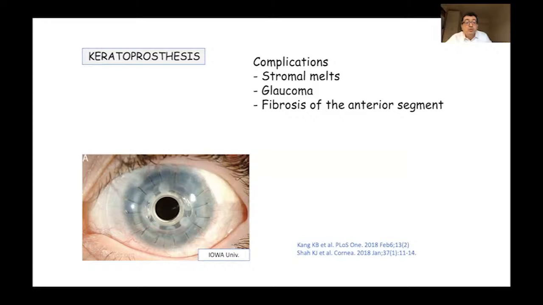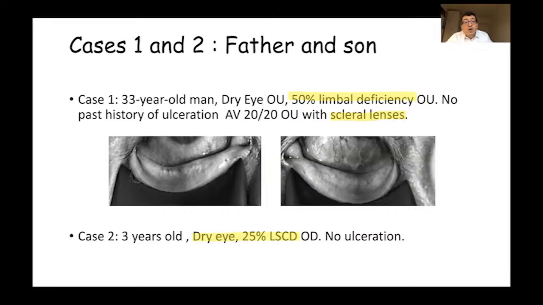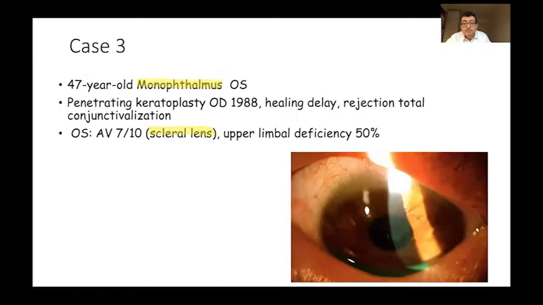I wanted to show you some clinical cases, going from mild cases to the more severe, older cases. Father and son: a 33-year-old male with bilateral stem cell deficiency, only 50% of limbal stem cell deficiency. Vision is good due to scleral contact lens. And his son is a 3-year-old boy with dry eye, superficial keratitis and 25% of limbal stem cell deficiency. No ulceration in both cases.